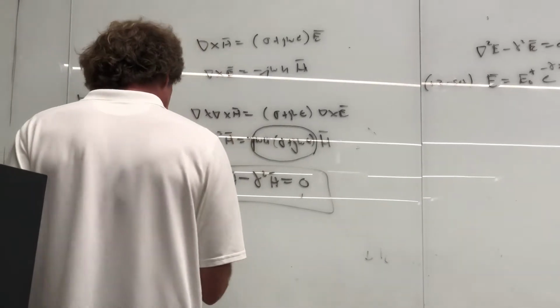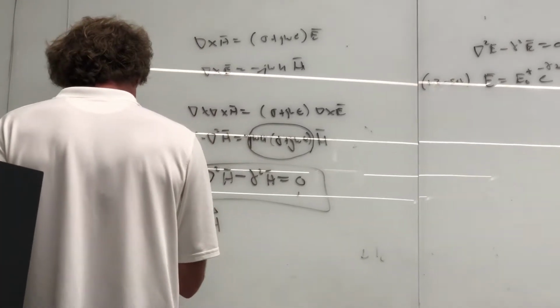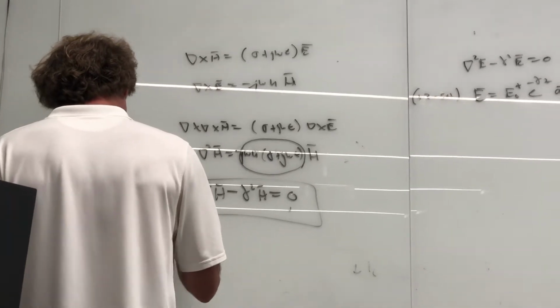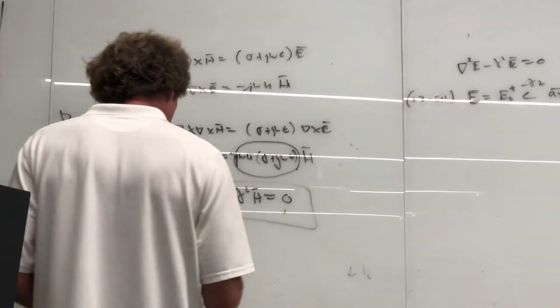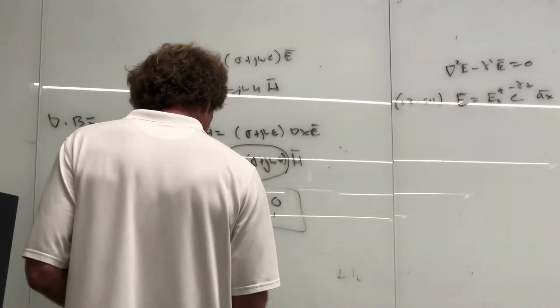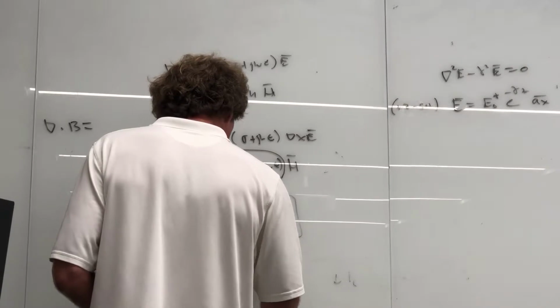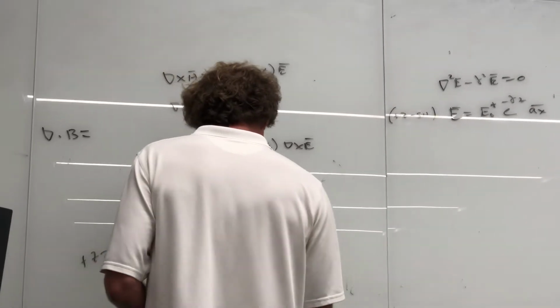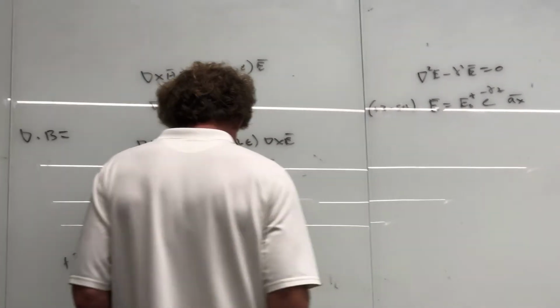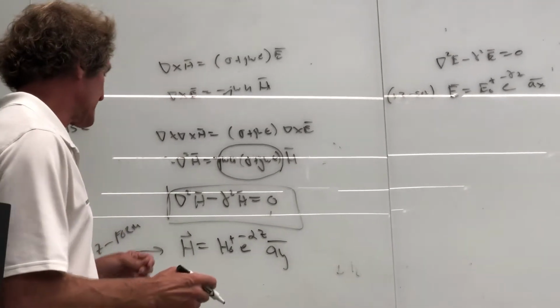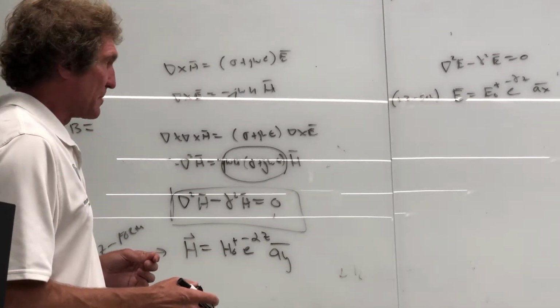And I'm going to say the H field, and I'm only going to give it for the positive Z form, or really, we're only going to talk about the H field moving in the positive Z direction. That would be equal to some H naught positive e to the minus gamma Z. It would be in the AY direction. It has to be perpendicular to the E field and the direction of propagation. I'll get to that in a minute.